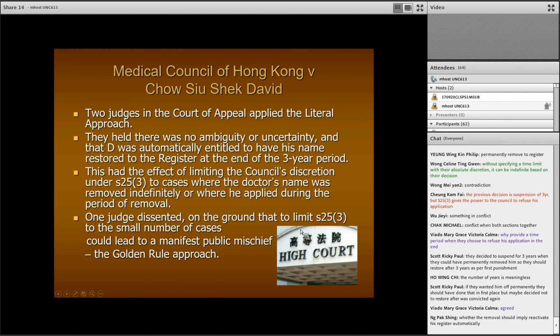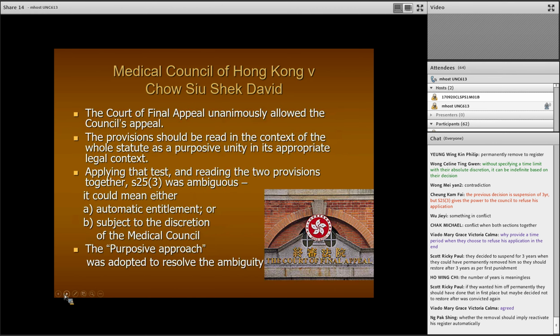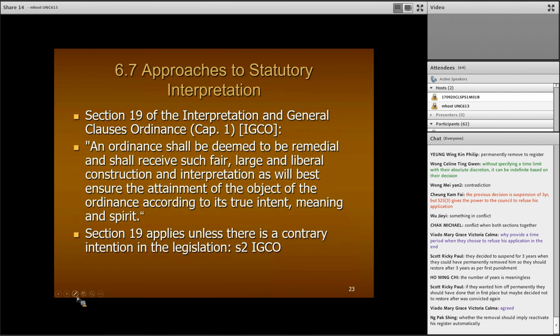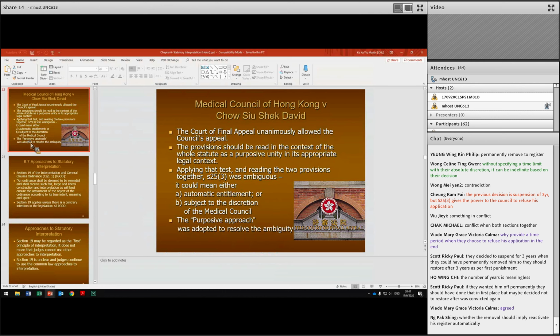One judge dissented on the ground that to limit Section 25, Subsection 3 to a small number of cases could lead to manifest public mischief. So he used the golden rule. Now the case was heard at the end of the day in the Court of Final Appeal.